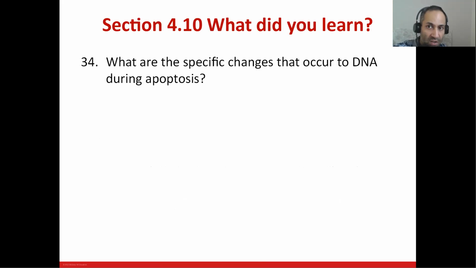So what are the specific changes that occur to DNA during apoptosis? It basically self-digests, it breaks down, turns into little blobs. DNA polymerase enzyme is destroyed. So your chances of developing tumors, both benign and malignant, and of course your chances of dying go up substantially. All right, so here we are done with chapter 4.